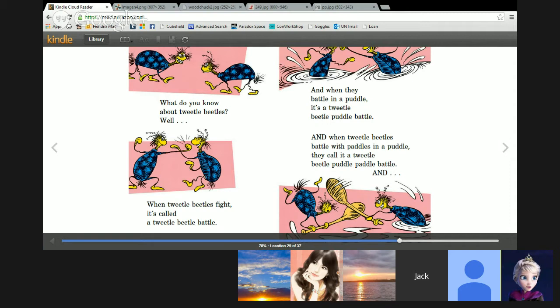And I'm going to skip over to Marina. Yes. All right. Would you like to try saying the two paragraphs on the left? Okay. What do you know about Tweedle Beetles? Well, when Tweedle Beetles fight, it's called a Tweedle Beetle battle. So good. The one distinction is that you're saying it all tweedle, beetle, battle. You're ending it all tull.